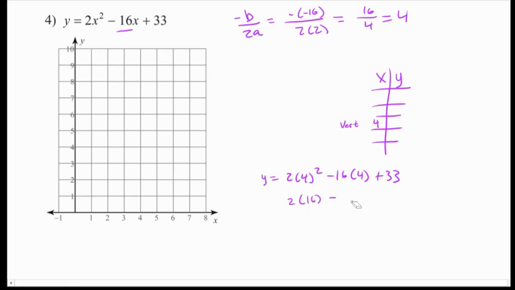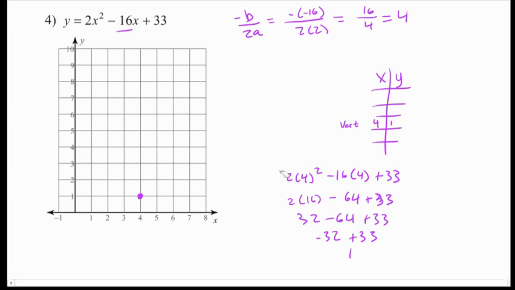That's not right. 16 times 4 is 64, plus 33. So 32 minus 64 plus 33. It's going to be nice because it's now just negative 32 plus 33, which is just 1. So our first point, our vertex, is going to be (4, 1).